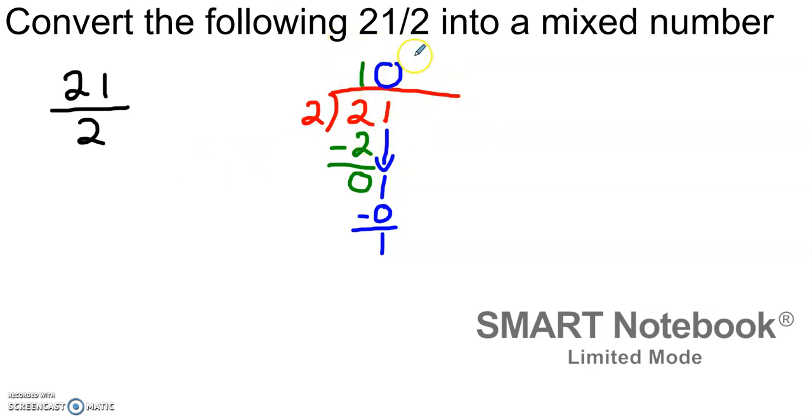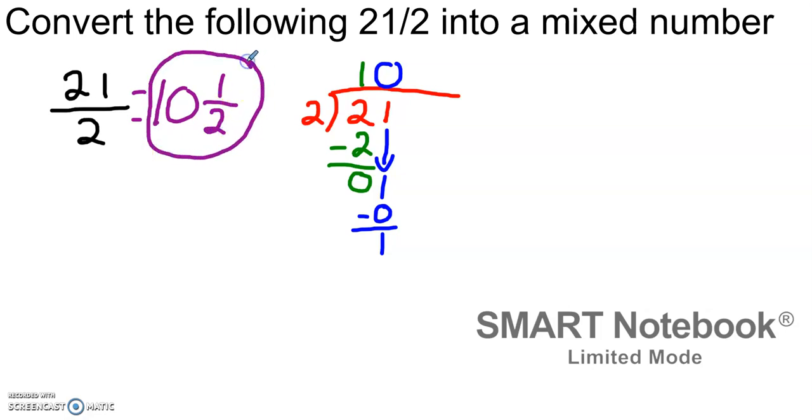So 10 is my whole number. 2 goes into 21 10 times evenly. So my number here becomes a 10 as a whole number. And my remainder here is 1. So that's now my new numerator. And of course, my denominator stays the same. So this is my final answer, so I'm going to circle this. I want you to pause this video now and write this in your notebooks.